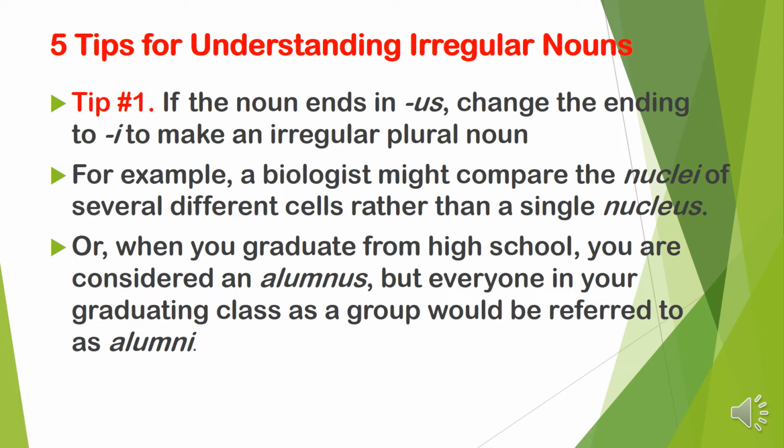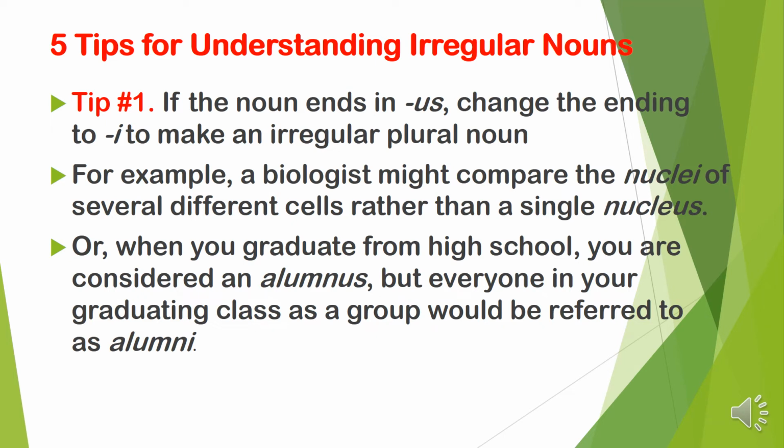Okay? To make an irregular plural noun. For example, a biologist might compare the nuclei of several different cells rather than a single nucleus. So remember, nucleus is the singular form, and nuclei is the plural form. It's talking about biologists. This is science, an example sentence. Class, this is how we form nouns ending in us: remember, change the ending to i to make an irregular plural form of the noun.